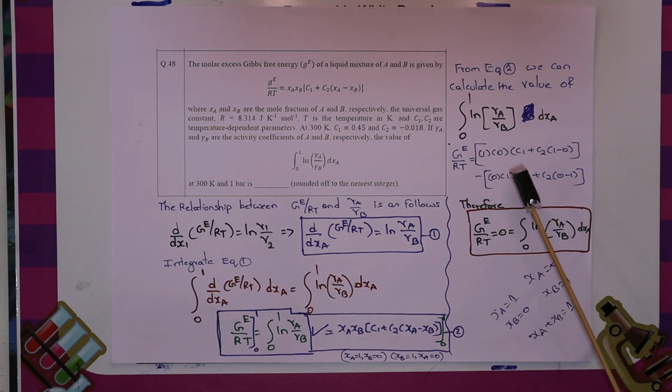Then you can see every expression is multiplied by 0. That means the entire value of ZA by RT is 0. The answer we can expect is Z by RT is 0. When Z by RT is 0, the integral from 0 to 1 of ln gamma A by gamma B into dx is also equal to 0. So this is how we can solve this particular question. Thank you. Let us move to the next question.